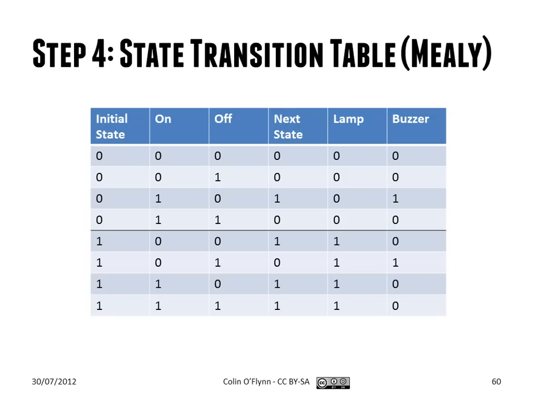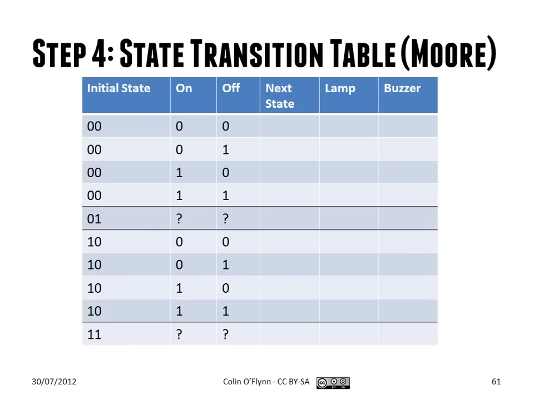For the Moore machine, we had 4 states. So this means we'll actually need 2 bits in the state. What you can see is that the logic will be slightly more complicated, because now we actually have 4 input variables when you're designing the state transition logic: 2 bits of state, an input, an on button, and an off button.